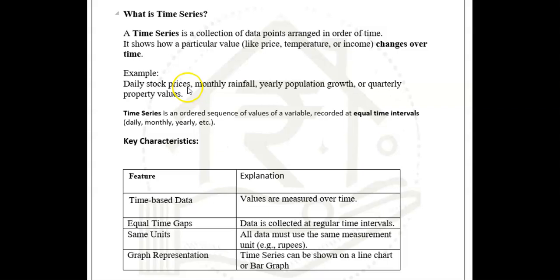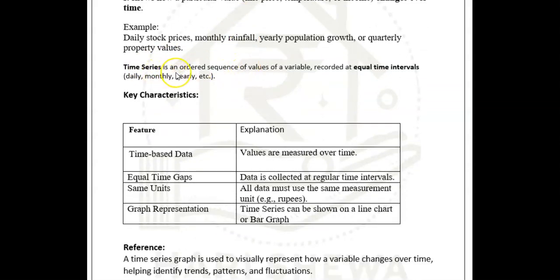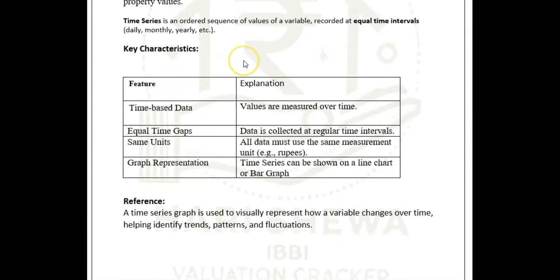Examples: daily stock price, monthly rainfall, yearly population growth, or quarterly property values. Time series is an ordered sequence of values of a variable recorded at equal time intervals. This equal time interval is very important for preparation of a time series. So the key characteristics of time series: time-based data, values are measured over time, and equal time gaps. Data is collected at regular time intervals.